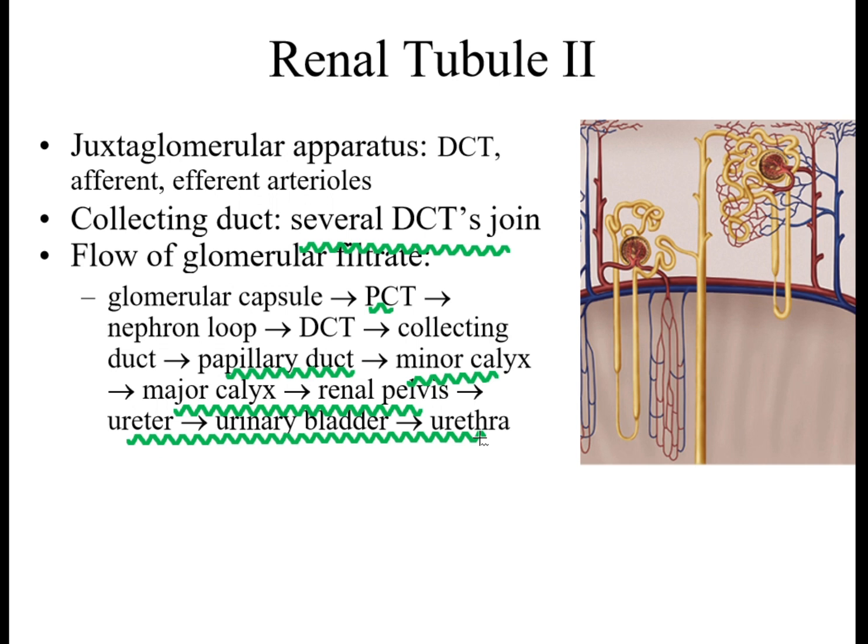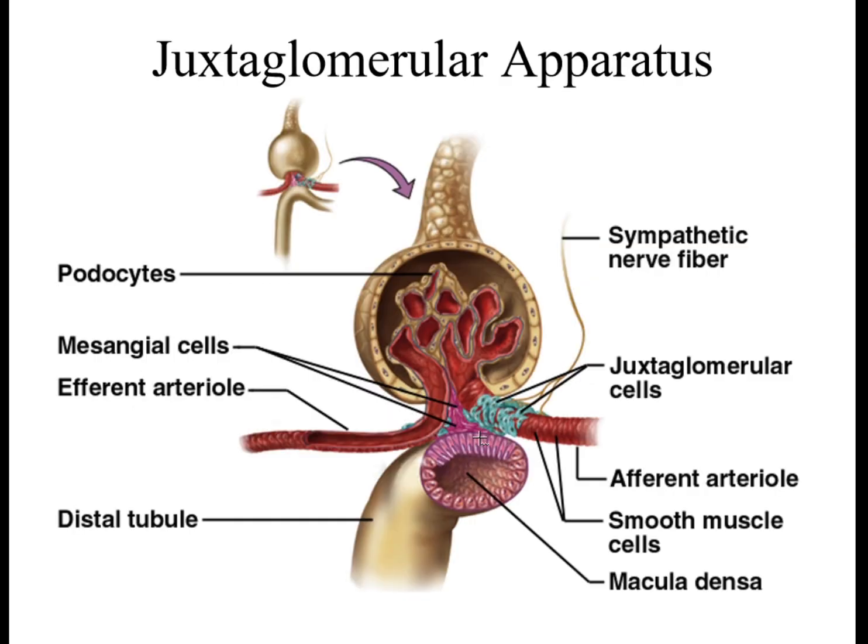I repeat again in a very simple way. First is the nephron, then after the nephron it goes to the collecting duct, and then the renal papillae. After the renal papillae, the duct of Bellini, and then the minor calyx, then the major calyx, then the renal pelvis, then the ureter, then the urinary bladder, and finally the urethra. So this is the pathway of urine.